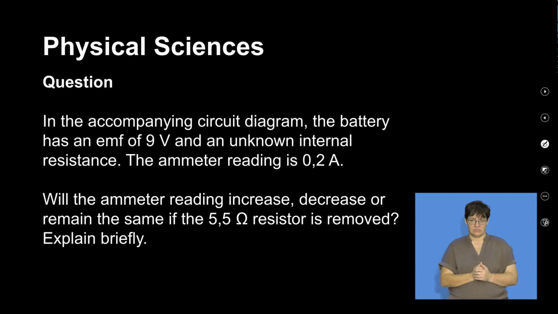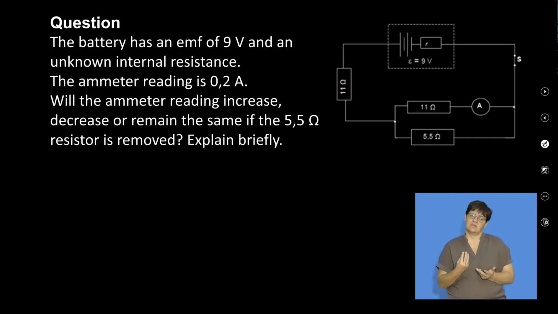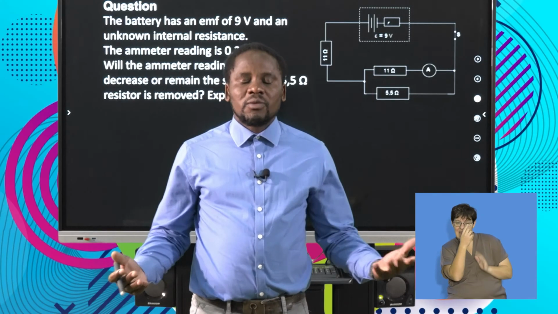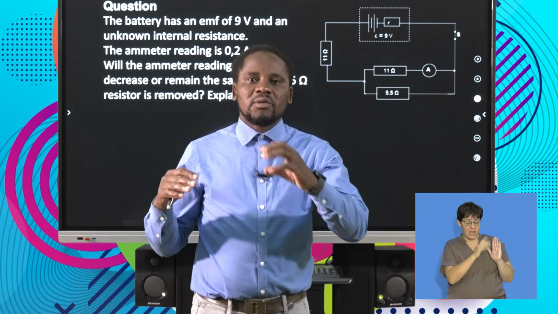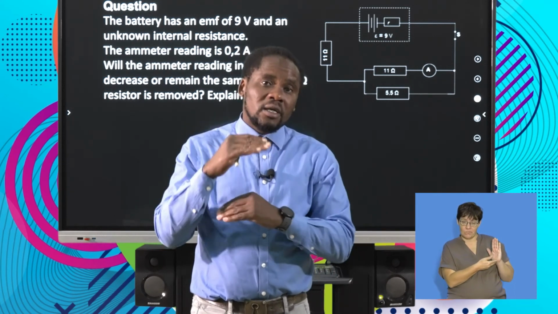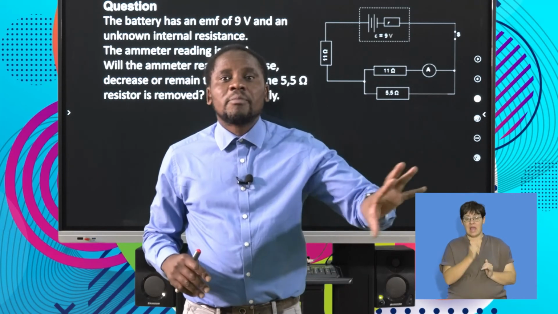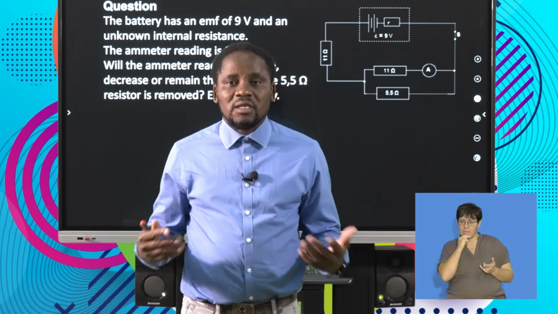Right. Now, in the very same circuit, we are being asked whether the battery still has the same EMF. Then the question says, will the ammeter reading increase, decrease, or remain the same if the 5.5 ohm resistor is removed? So let's appreciate something here. This has to do with our understanding of the circuit. What are we saying? We are saying that the 5.5 ohm resistor, which was connected in parallel with the 11 ohms, is now no longer part of the circuit. How does that affect the ammeter reading?